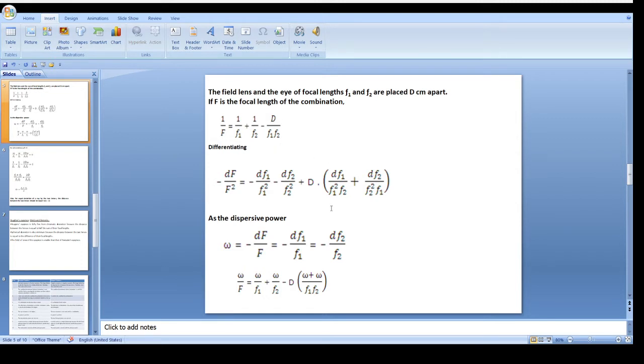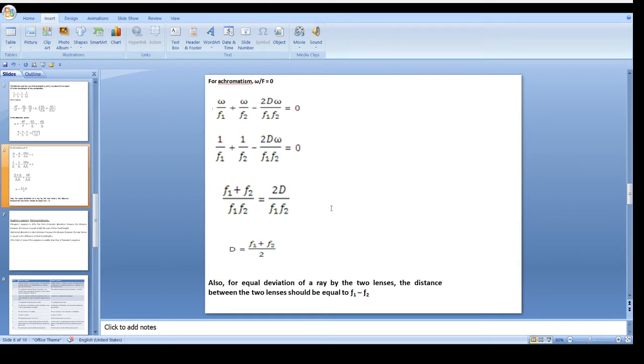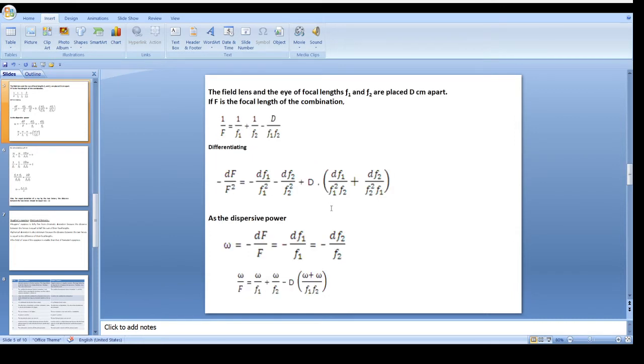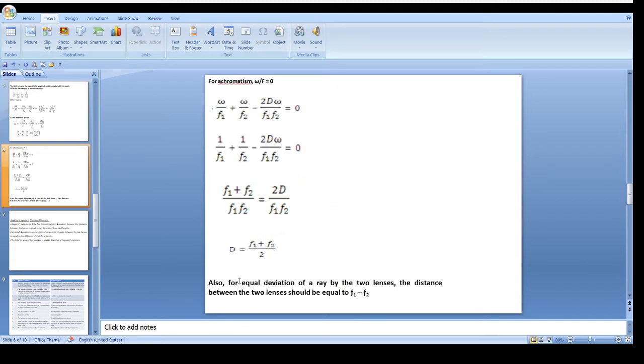The dispersive power of the Huygens eyepiece: 1/f1 + 1/f2 - d(f1 + f2)/(f1 f2). Achromatism: d = (f1 + f2)/2.